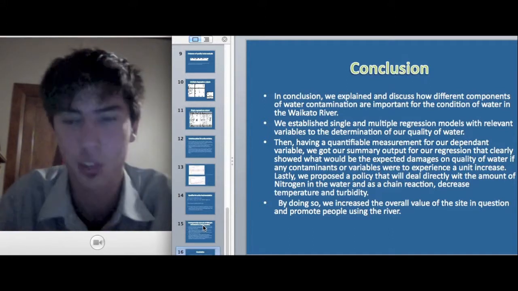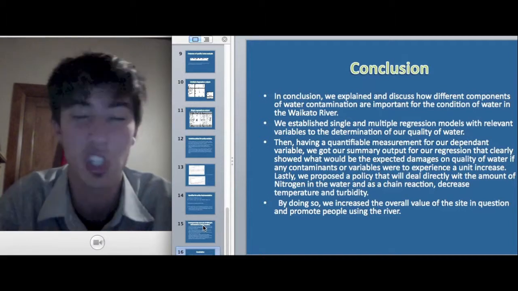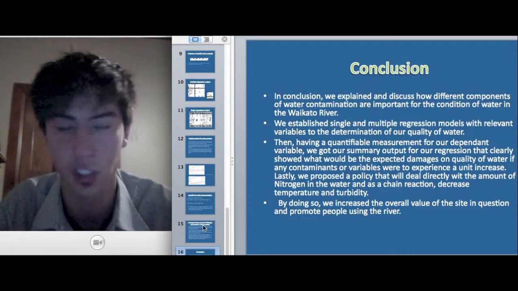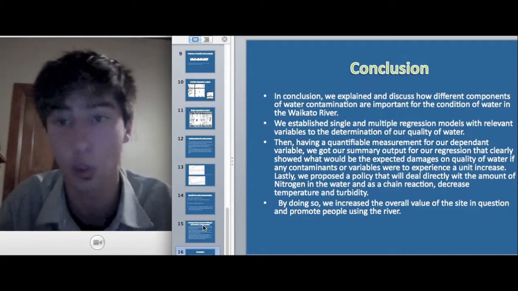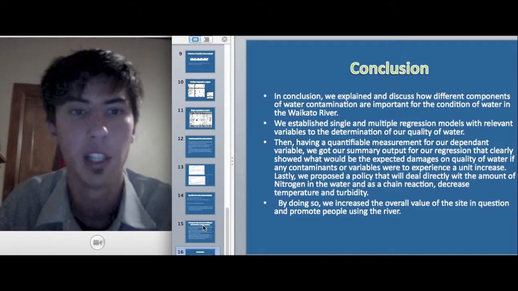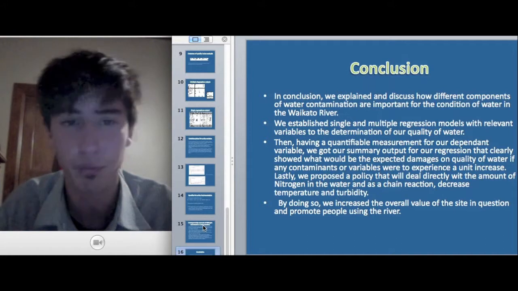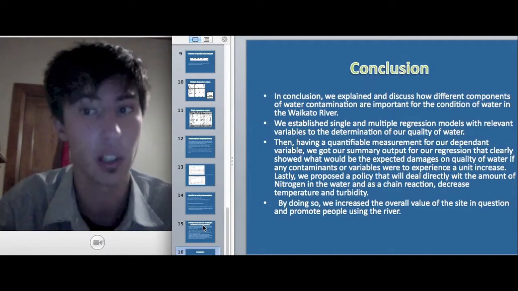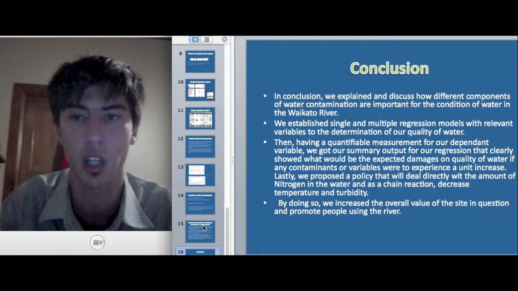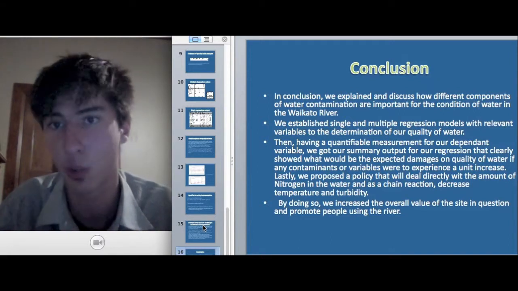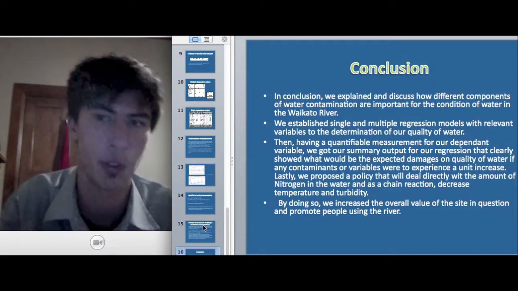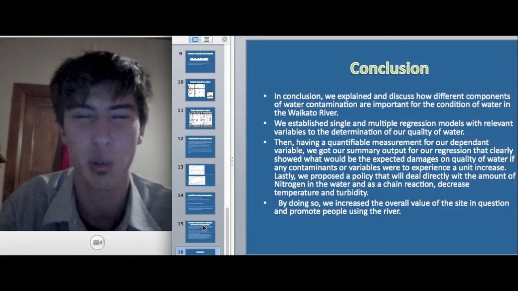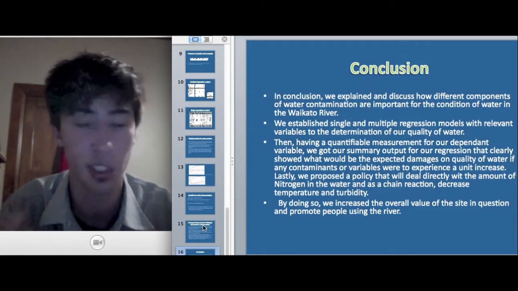So, lastly, we proposed a policy solution that will directly target the amount of nitrogen in the river. We will probably reduce it. We'll have more money in the budget, which at the end will probably be put back into society through different ways, but hopefully by improving the water quality, of course, because that's what the policy is for. As a chain reaction, it affects temperature and turbidity, which is what we explained. By doing so, we will increase the overall quality of water and also increase the utility levels. So everyone's happy, the government's happy, people are happy. And the only people that will probably be negatively affected will be the farmers, but hopefully they will come around to understand and be environmentally sensitive about this topic.